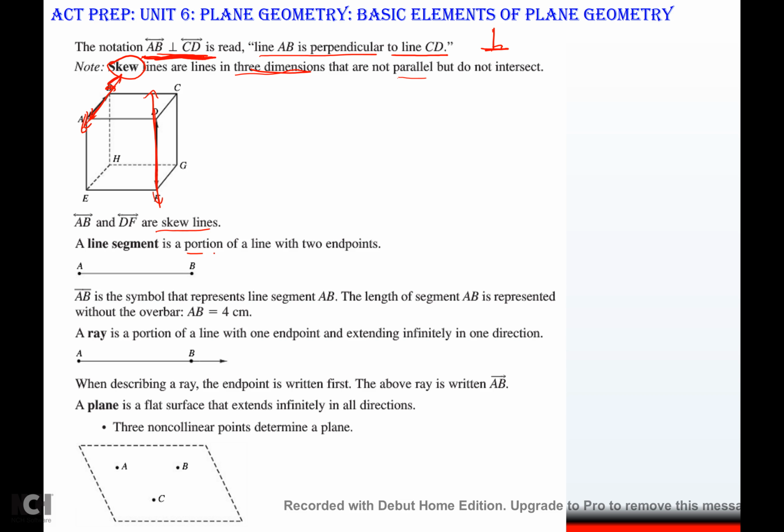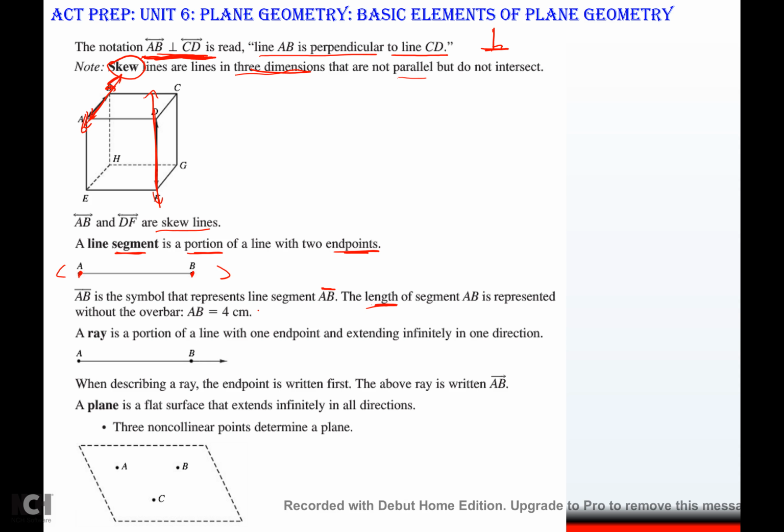Okay, a line segment is just a portion of the line with 2 endpoints. So you notice they don't have arrows anymore. They end with endpoints. So you're just talking about a segment of a line. A line goes on forever and ever and ever. A line segment is just a portion of that line. And the symbol we use to represent line segment AB is just a straight bar over it, no arrows. Okay? And if you're talking about the actual length of that segment, then you don't put the over bar. You would say AB equals 4 centimeters. You don't put the bar over it when you talk about the length.